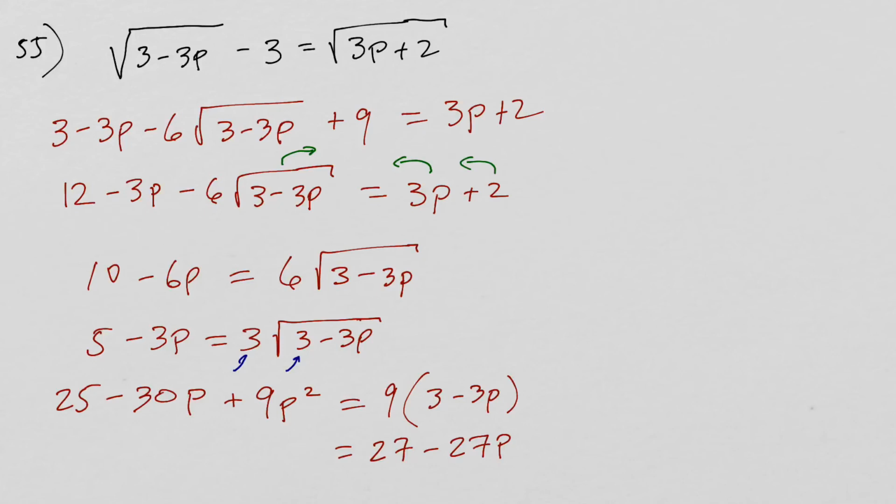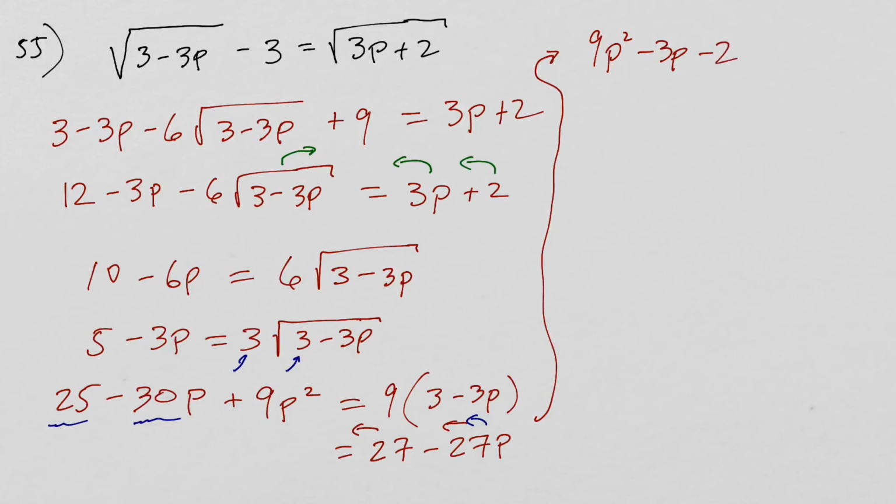Now this is a quadratic equation, so I've got to move these to the left. So let's bring this up here. On the right, I have a 9p squared. I'll write that first. And then I bring my 27 over by adding it to the negative 30 that's already there. Negative 30 plus 27 is negative 3p. And then I bring my 27 over by subtracting it from the 25 that's already there. 25 minus 27 is negative 2. And now this is equal to 0. So I'll factor this.